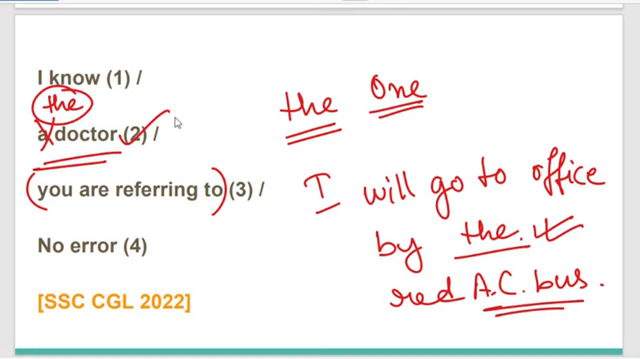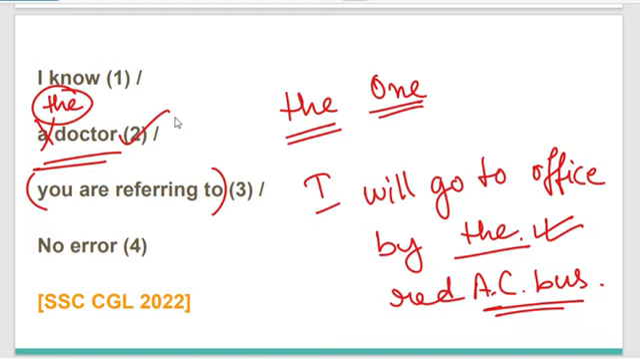So all the sentences that we are going to solve in this session, we are going to solve by following the third type. That is, we'll try to find out the error and also rectify the error, so that it helps us get prepared for all types of questions. I hope the procedure is clear to you.